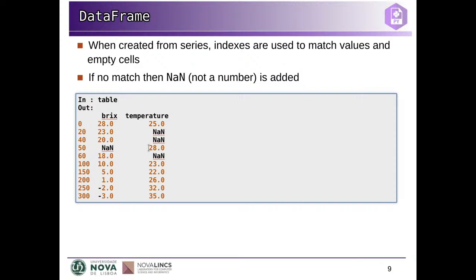And then we have a temperature measurement at 50 hours, but we don't have a Brix index measurement at 50 hours. So if you have these different columns that share the same index, even if the values do not correspond, you can still easily merge them together into a data frame, and the data frame will fill the gaps, marking them with missing values. So this is not a number.